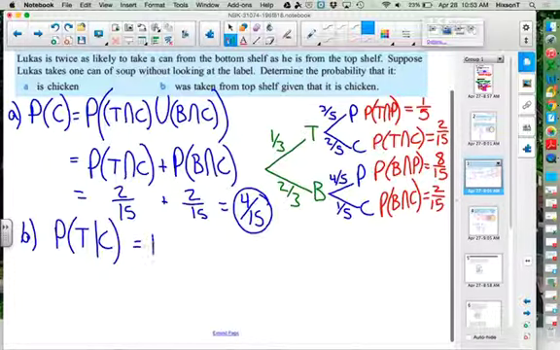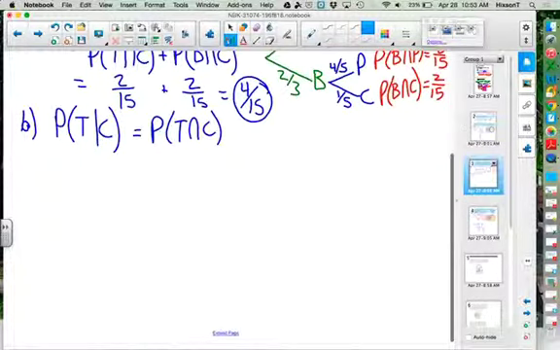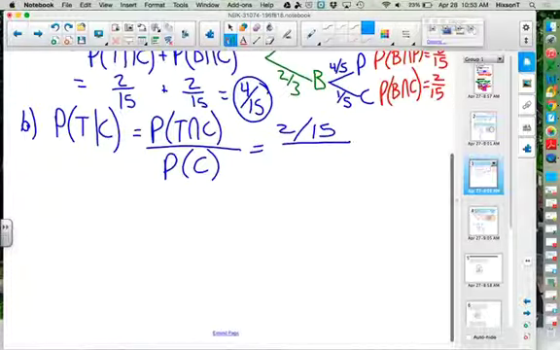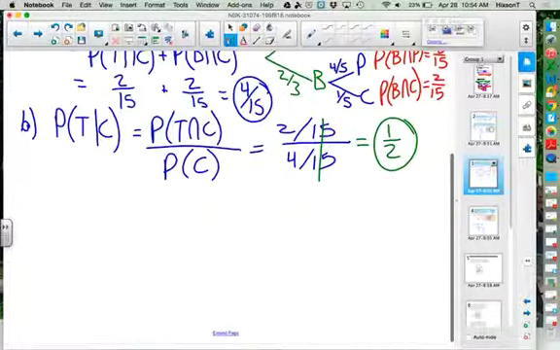So it's the probability of both. What's the probability that we got chicken off the top shelf over the probability that we got chicken at all? What is the probability of T and C? 2/15 over what we just found, right? The probability of getting chicken at all was 4/15. So the 15s cancel out, and that equals 1/2.